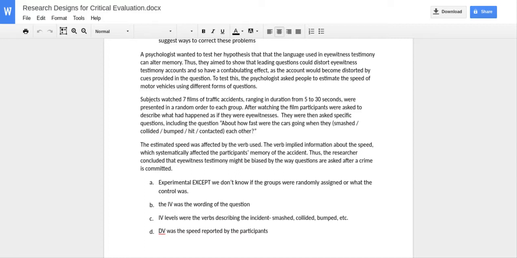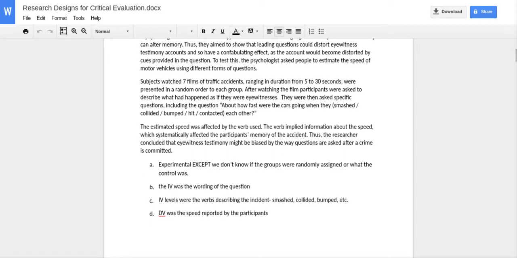What was the independent variable? The independent variable would be defined as the wording of the questions. How fast were the cars going when they smashed, collided, bumped, hit, or contacted each other. So here in B, you can see the IV was, we would say, the word or the verb in the question. The verb used could be a good way of saying it. So what were the levels? The levels were the verbs themselves, right? Smashed, collided, bumped, hit, contacted. So I guess that would be 5 groups. And all the groups watched, I guess, all the films. So the IV levels were the verbs that were used.